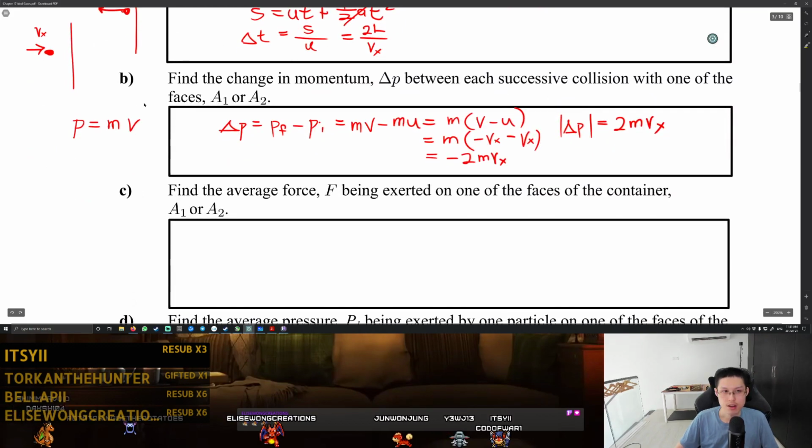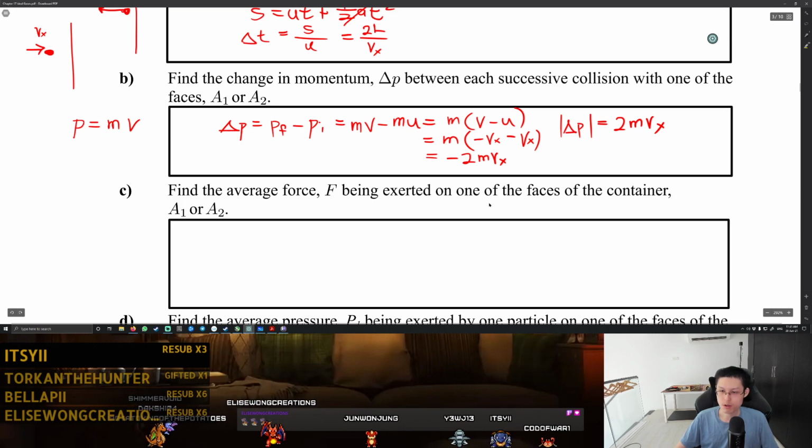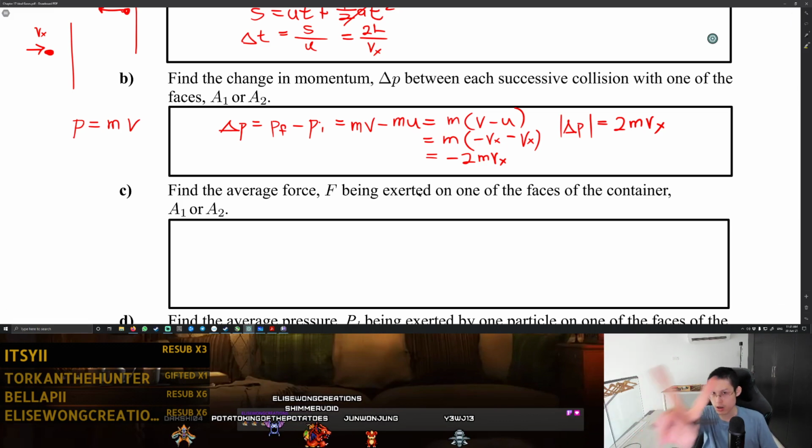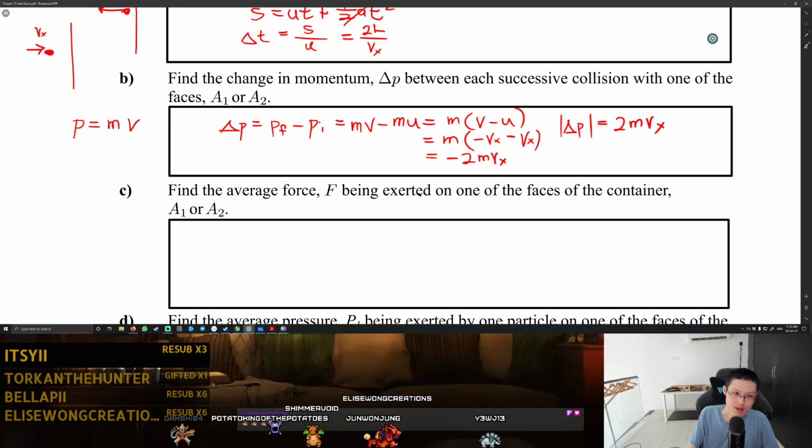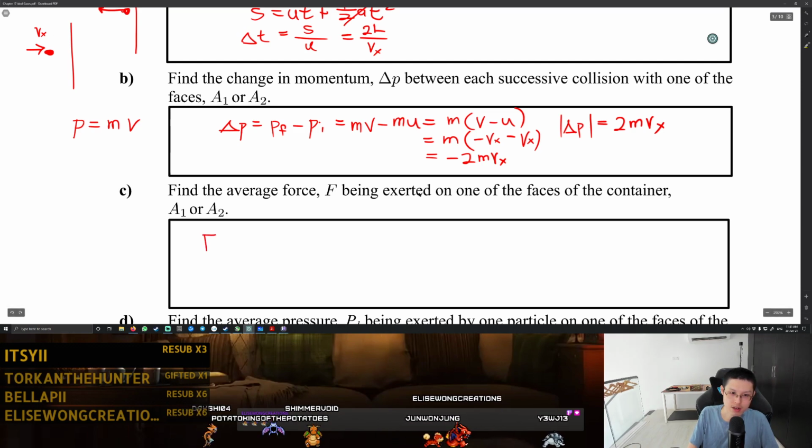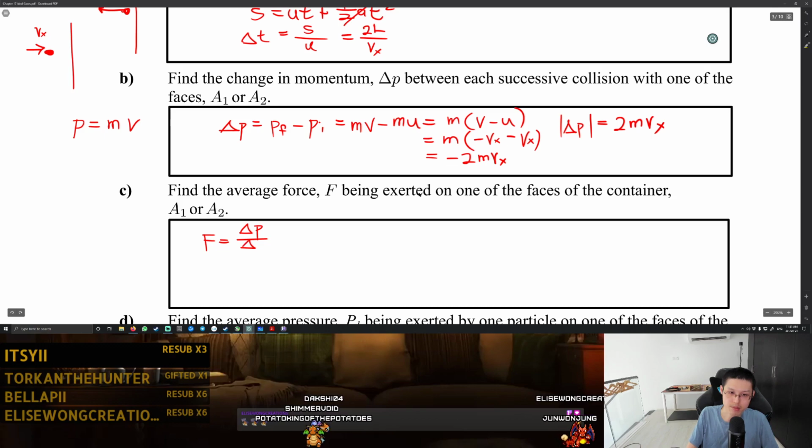Okay. Part C. Find the average force being exerted on one of the faces of the container. So how do I find the average force? You have to use Newton's second law. So what is Newton's second law? Newton's second law tells you that the force is the rate of change of momentum.